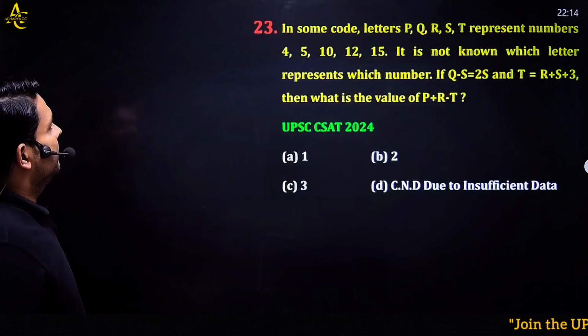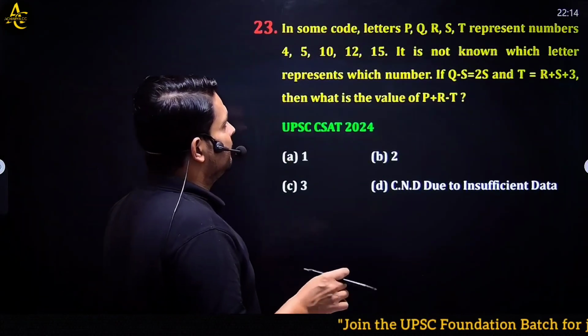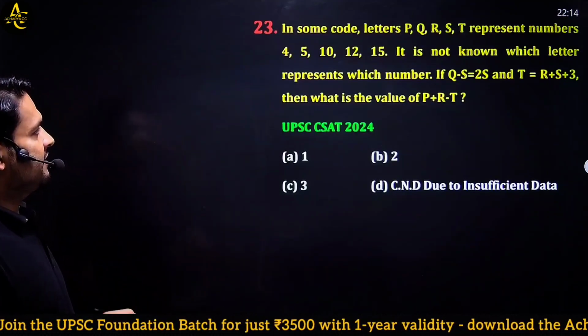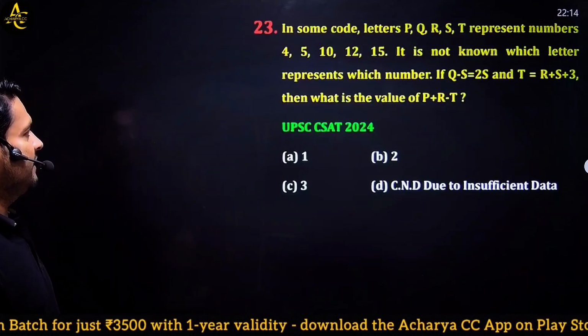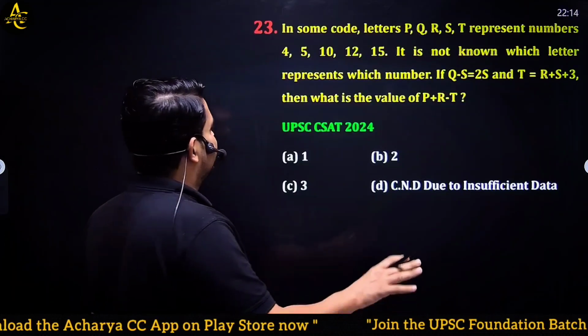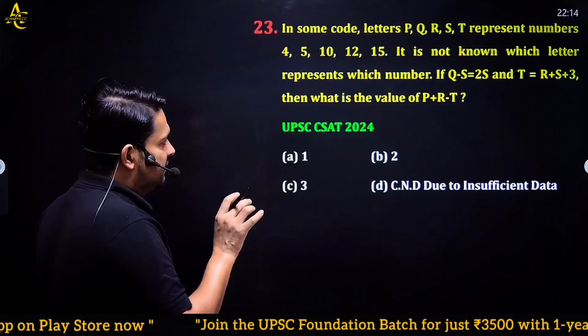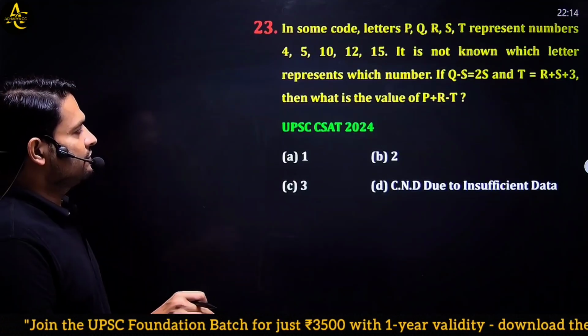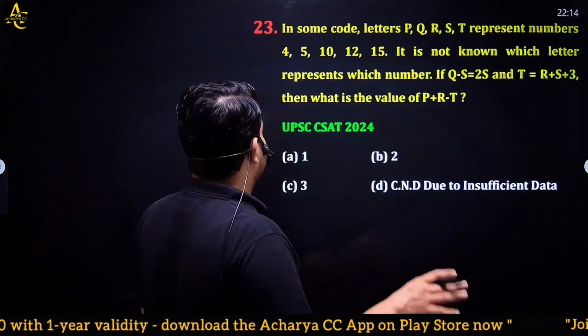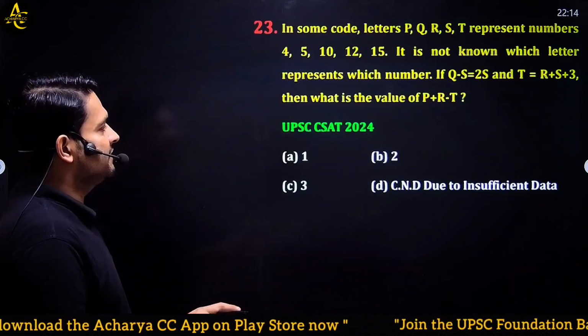83. In some code, letters P, Q, R, S, T represent numbers 4, 5, 10, 12, 15. It is not known which letter represents which number. If Q minus S is equal to twice of S and T is equal to R plus S plus 3, then what is the value of P plus R minus T?